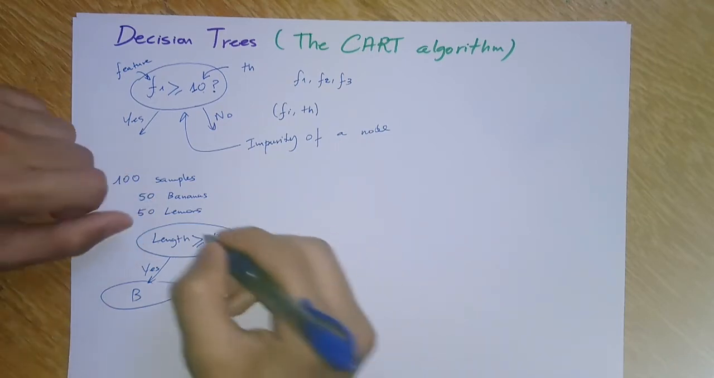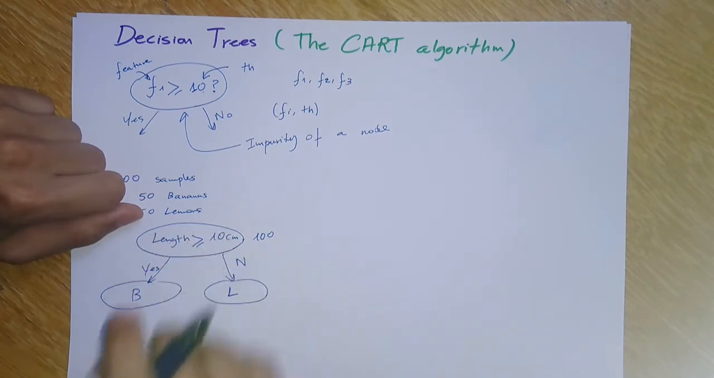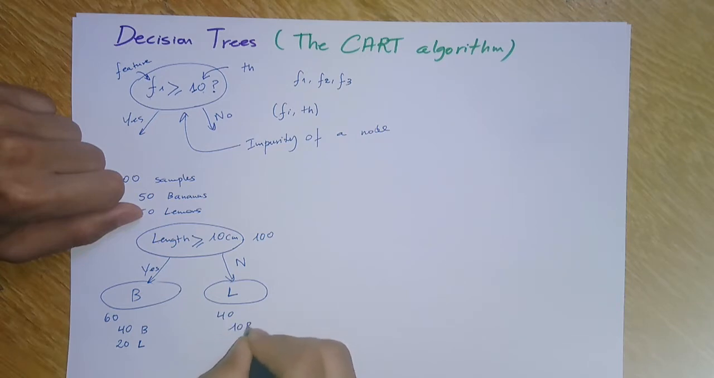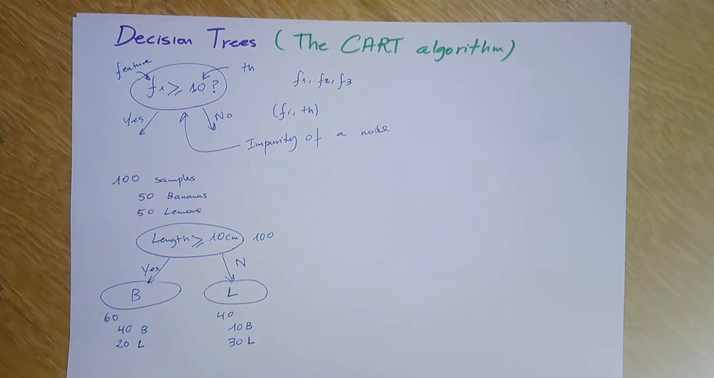Let's say that in the beginning, I have my 100 samples in this node. And let's say that I got 60 samples here and 40 samples here. Out of these 60 samples, I got 40 bananas, and of course I need to get 20 lemons here. And here, out of these 40 samples, I got 10 bananas and 30 lemons. In that case, I say that this leaf is not pure. Why? Because it contains two classes, 40 bananas and 20 lemons. And the same thing is true here.